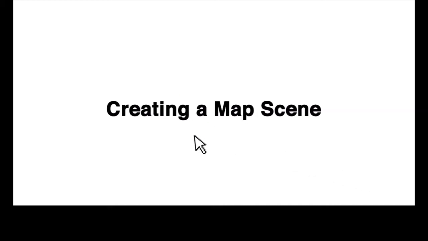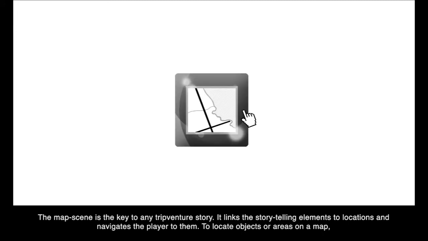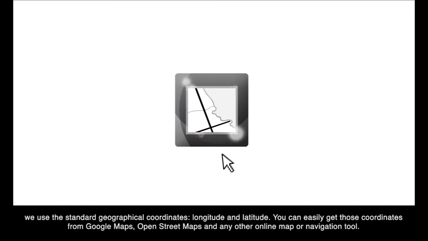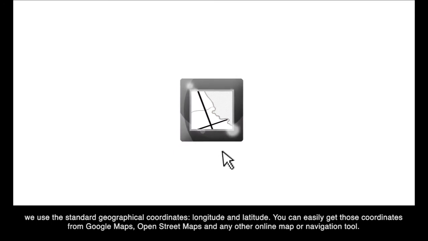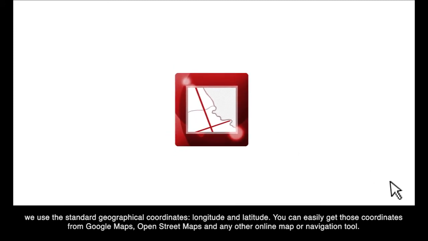Creating a map scene. The map scene is the key to any TripVenture story. It links the storytelling elements to locations and navigates the player to them. To locate objects or areas on a map, we use the standard geographical coordinates, longitude and latitude. You can easily get those coordinates from Google Maps, OpenStreetMaps, and any other online map or navigation tool.